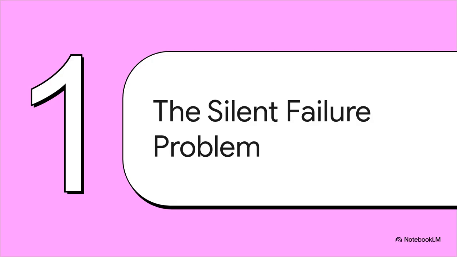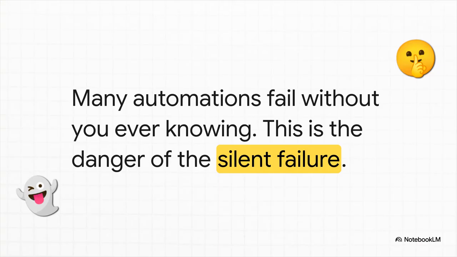And that question right there brings us to our first big topic, what I like to call the silent failure problem. It's probably the single biggest danger in automation, and we have got to tackle it head on. So here's the deal. When your workflow is live, doing its thing in the background, any little thing can go wrong. Maybe an API is down for a minute, or maybe it gets some weird, unexpected data.